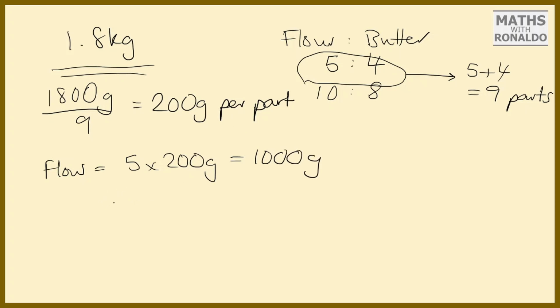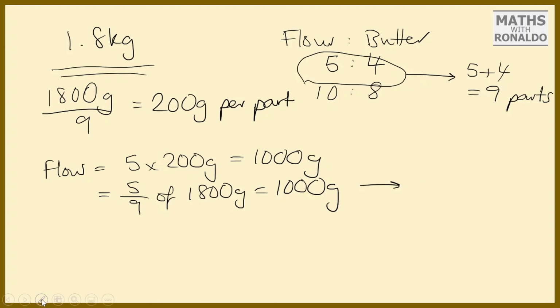Or alternatively, we can say that it's 5 out of 9 of the total, so 5 over 9 of 1,800 grams, which will also give you 1,000 grams. And notice here that of is replaced by a multiplication sign. So we had 5 over 9 times 1,800.